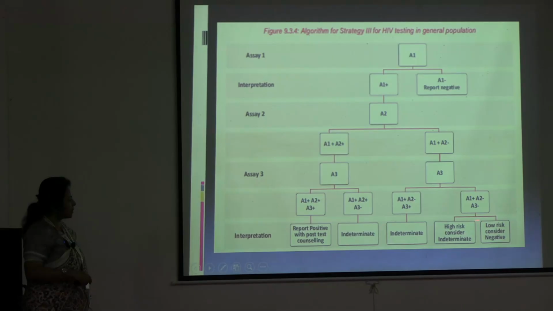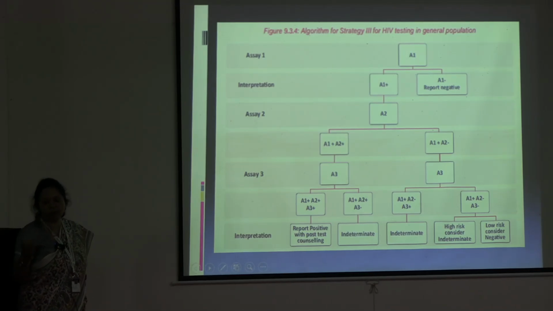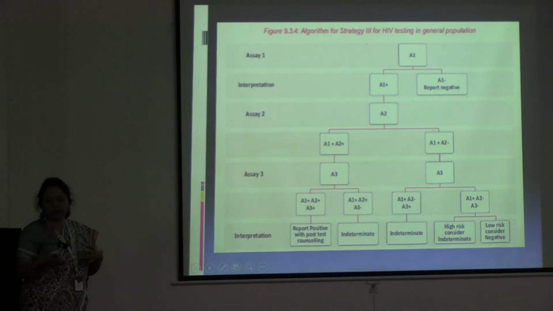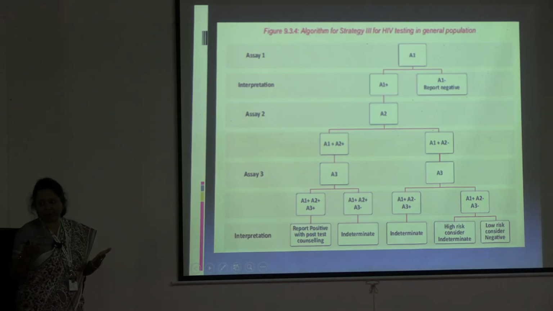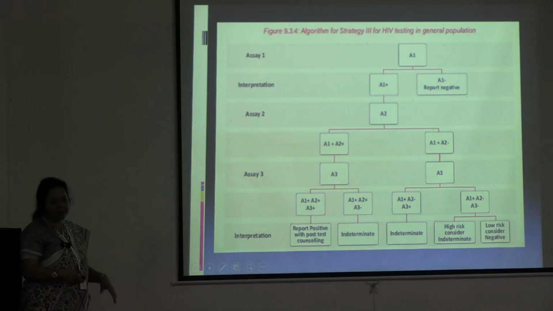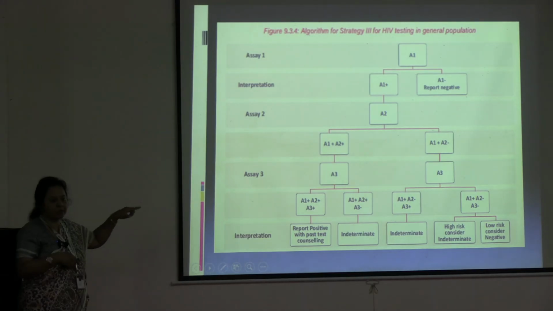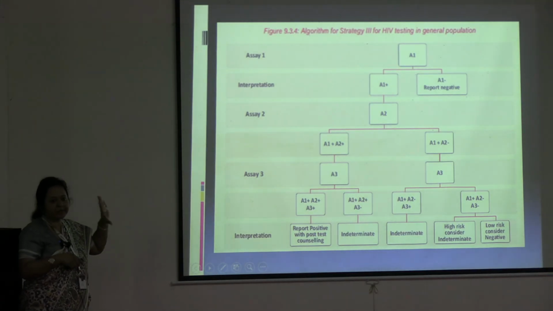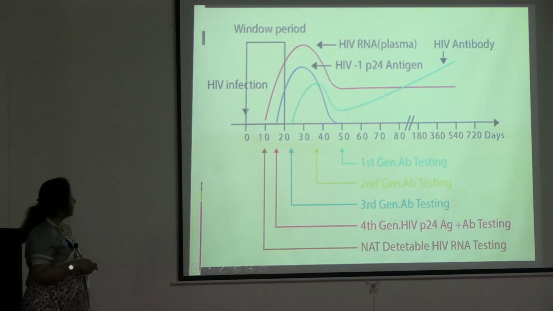So high risk, what does high risk mean? Consider indeterminate, or consider low risk. You have to talk with the patient. You have to counsel the patient to get to know about his behavior, and the reasons why the first test is positive. Maybe that decision will be taken by you only, whether to get him retested next time or not. So you can understand it's like a flow. There is a protocol by NACO which is set and you have to follow that.